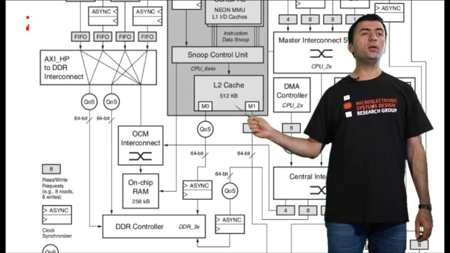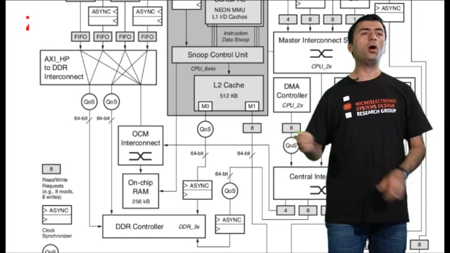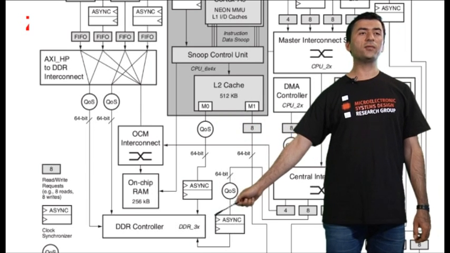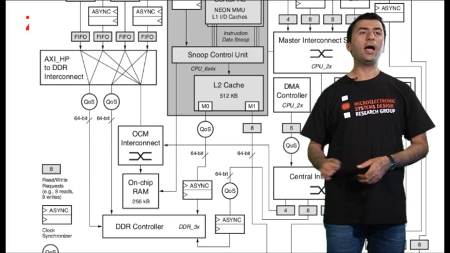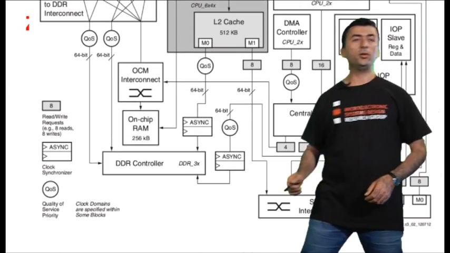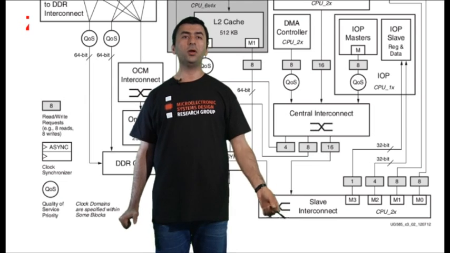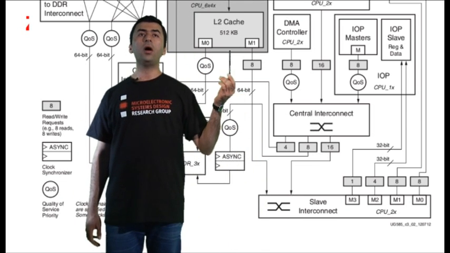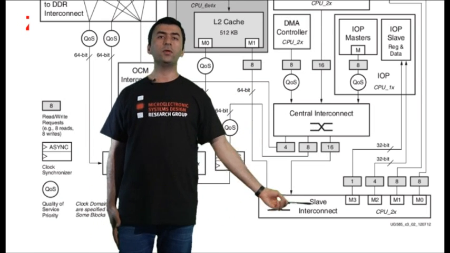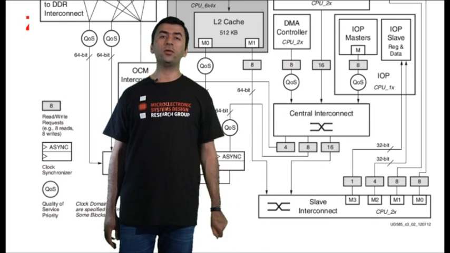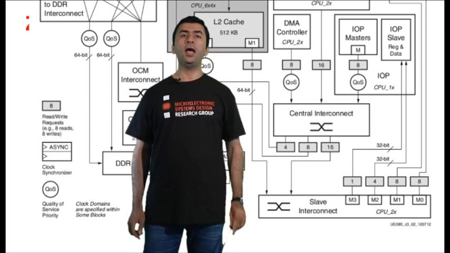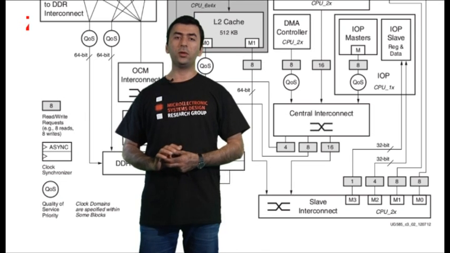Then, if we look at the level 2 cache of the ARM subsystem, we can see that it has two ports. One port, as we described, goes directly to the DRAM. The other port, if we follow it, goes to a slave interconnect. So the port of the level 2 cache is connected to the slave interconnect, and this slave interconnect has 4 AXI master ports, M0 to M3. Each of these AXI master ports will be connected to a part of the system.